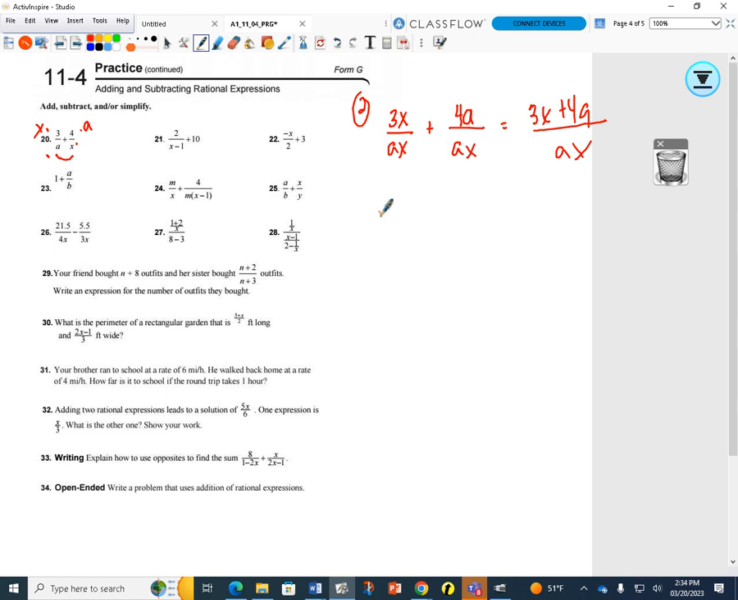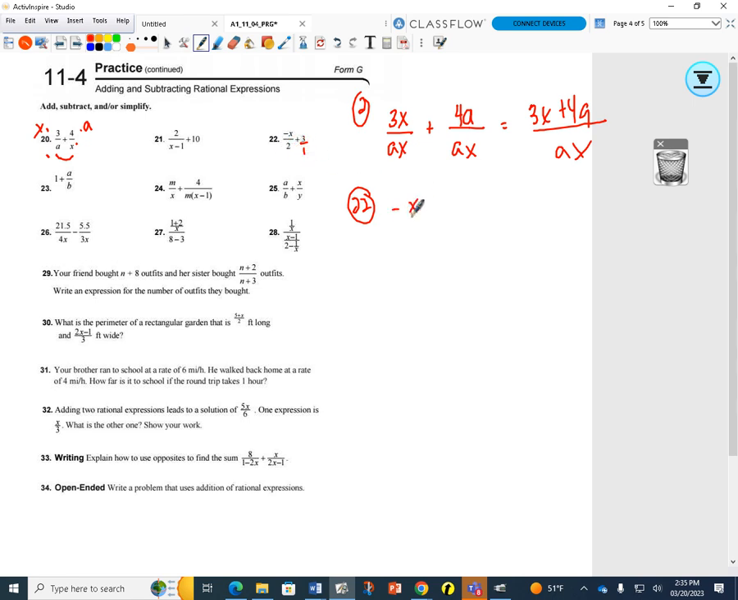Alright, moving on to 22. The opposite of x divided by 2 plus 3. We just need to rewrite 3 with the denominator of 2. I know that this is 3 over 1. I could also write it as 6 over 2, because 6 divided by 2 is 3, so that's what I'm going to do.